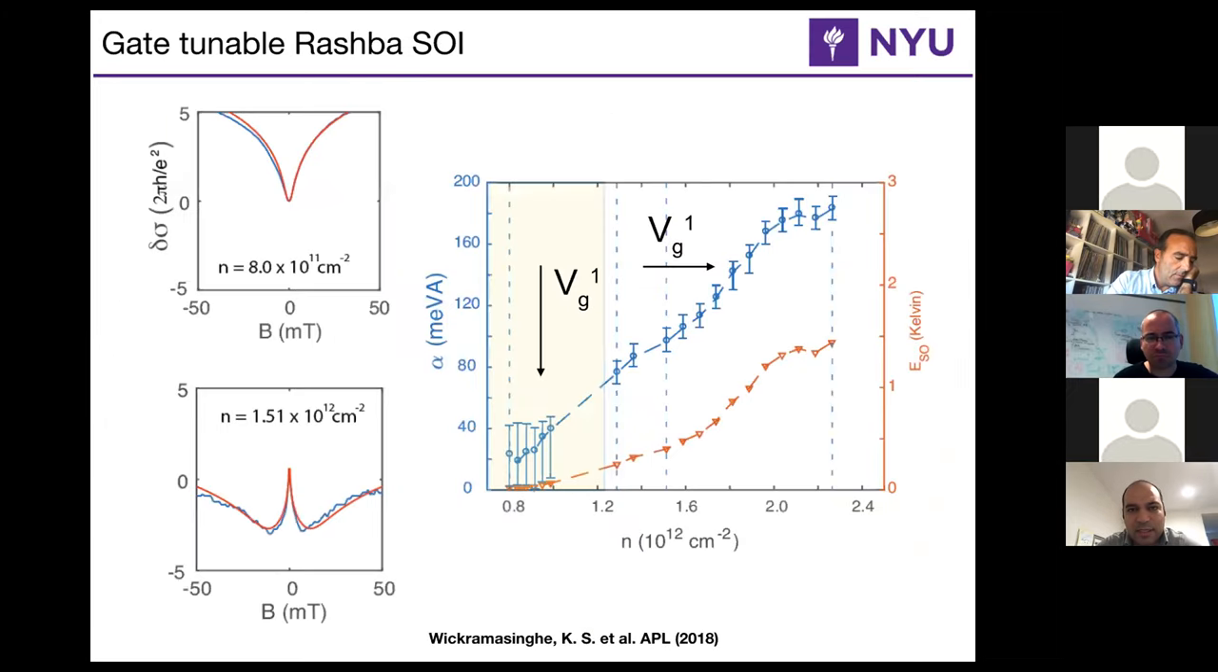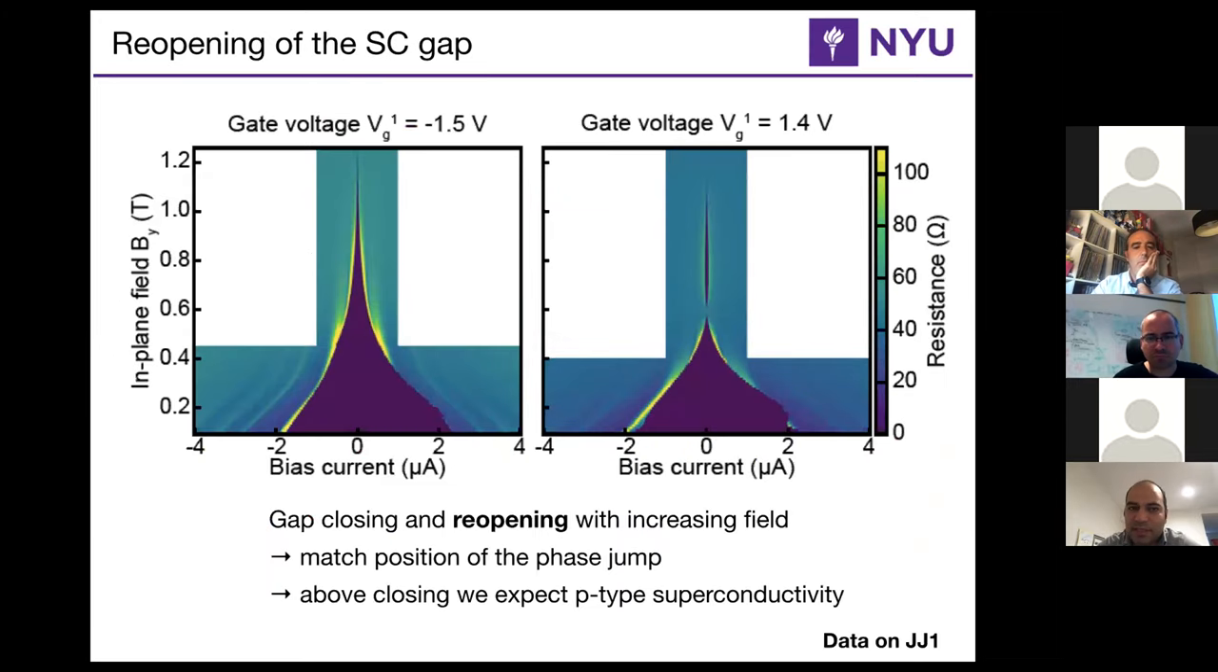So let me go back here. We have two pieces of evidence, right? One is this supercurrent closing, and the other one is the phase measurement. These are two separate measurements, right? One of them has the SQUID loop, one of them is a single junction.